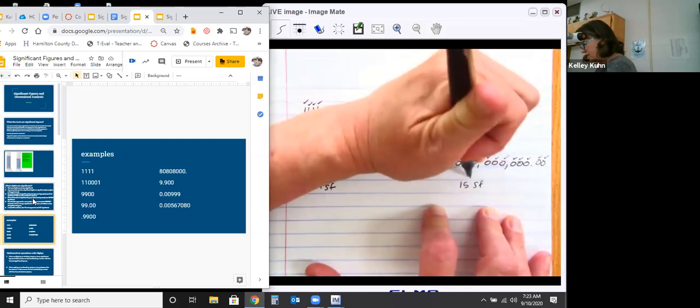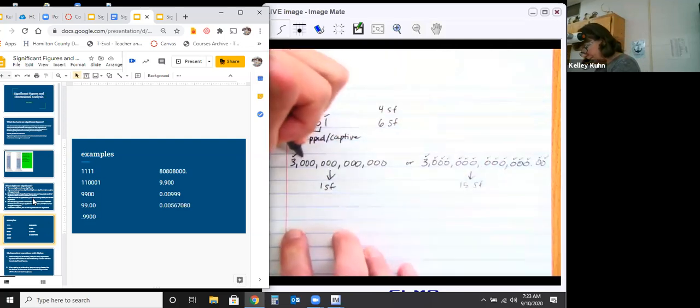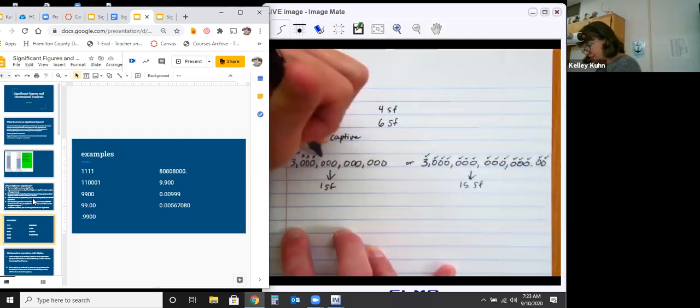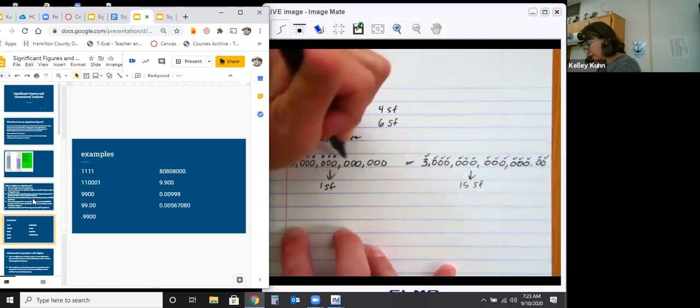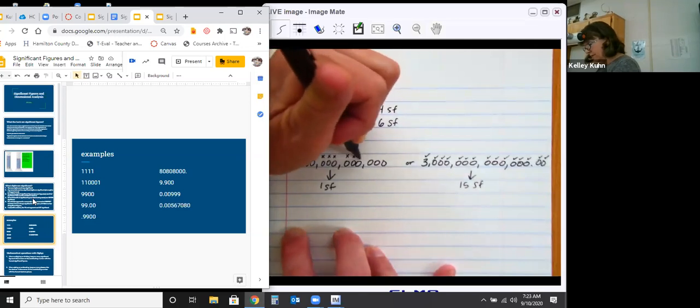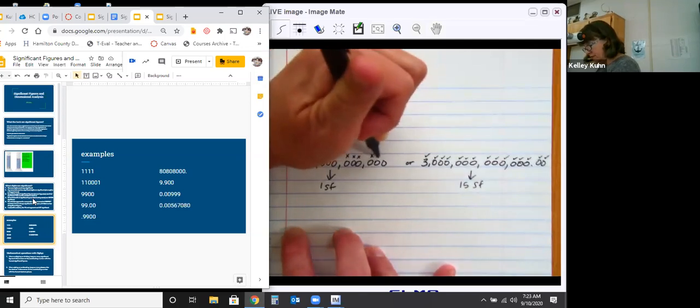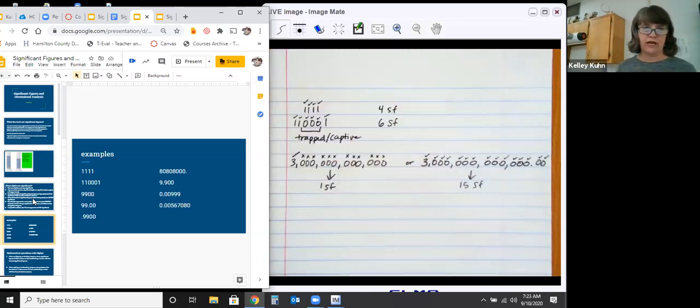Zeros are considered significant if there's a decimal somewhere in the number. The decimal doesn't have to be at the end or in the middle. It can be anywhere in the number, and those zeros to the right will count. So let's look at a couple of other numbers so we can get this type of zero stuck in our head.